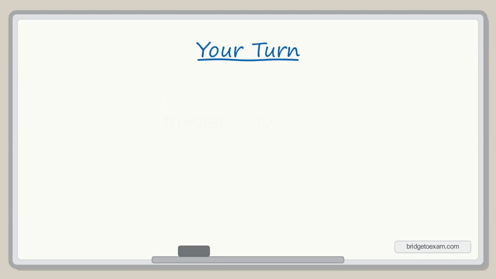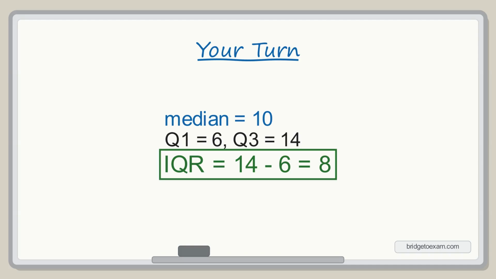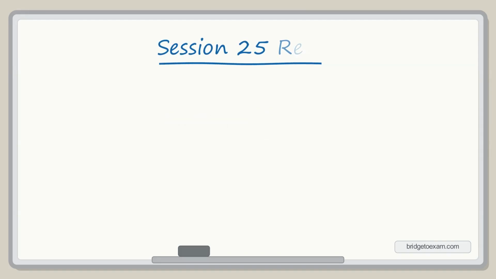The median is 10. The lower half is 4, 6, 8. So Q1 is 6. The upper half is 12, 14, 16, so Q3 is 14. The IQR is 8.